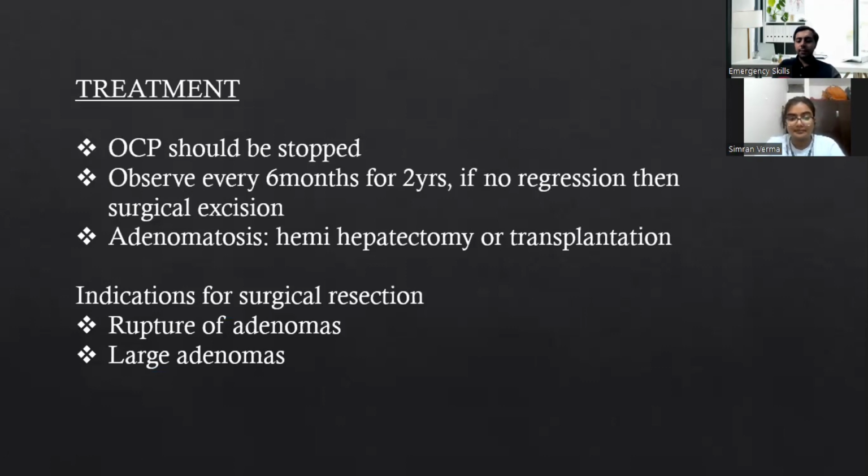Then treatment. As it is related to OCP use, you have to stop OCPs first. Then we just observe every 6 months for 2 years. If there is no regression, a surgical excision has to be done. And if it's adenomatosis, as I said, greater than 10 adenomas, we have to do a hemihepatectomy and transplantation. So when is surgery indicated? If there is a severe rupture of adenomas, or a very large adenoma, then only we will operate. Otherwise, you just observe for 2 years. OCPs should be stopped.